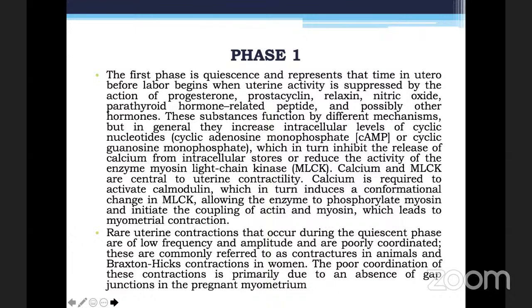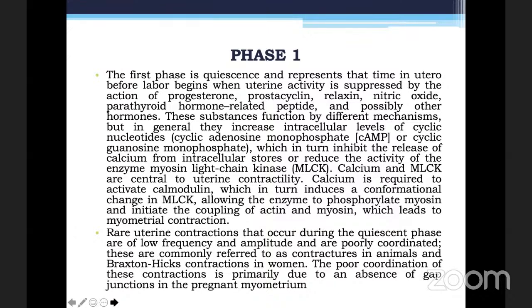They function by different mechanisms, but in general, they increase intracellular levels of cyclic adenosine monophosphate or cyclic guanosine monophosphate, which in turn would inhibit the release of calcium from intracellular stores or reduce the activity of the enzyme myosin light chain kinase, MLCK. Calcium and MLCK are central to uterine contractility. Calcium is also required to activate calmodulin, which induces a conformational change in MLCK, allowing the enzyme to phosphorylate myosin and initiate the coupling of actin and myosin, which would lead to myometrial contraction.